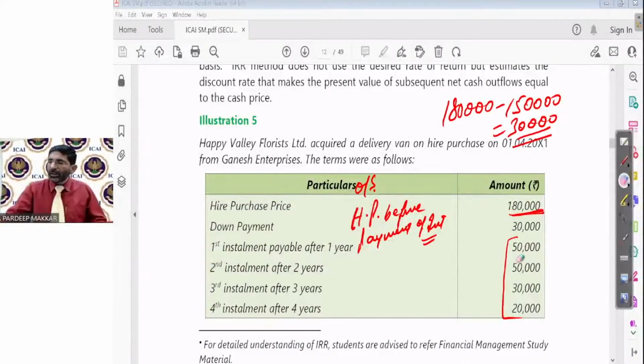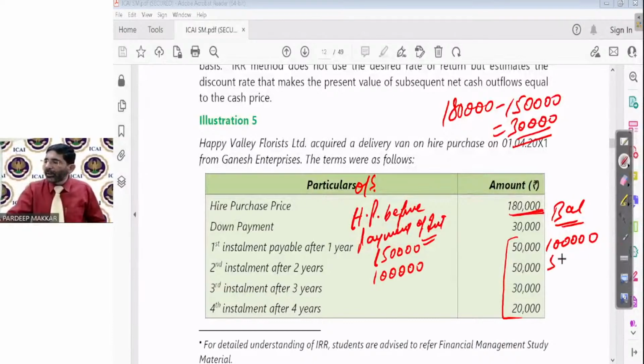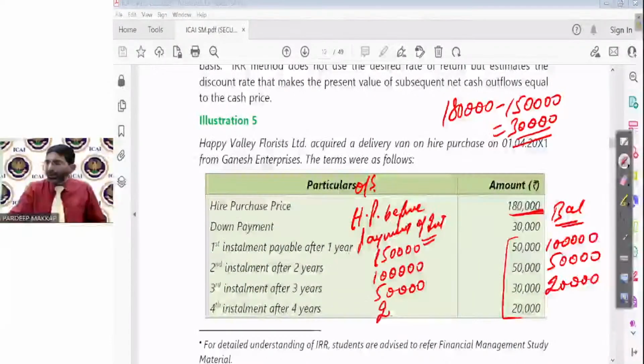Total of these 4. At the beginning of first year, it is 1,50,000. Out of that, you have paid 50,000 and balance is 1 lakh. Okay, now this balance is for the next year also. 50,000 is further paid and balance 50,000 is left. Then out of 50, 30 is to be paid. Now balance is 20,000 and then amount is 20,000 and balance is 0. So this is the way how it will be calculated.